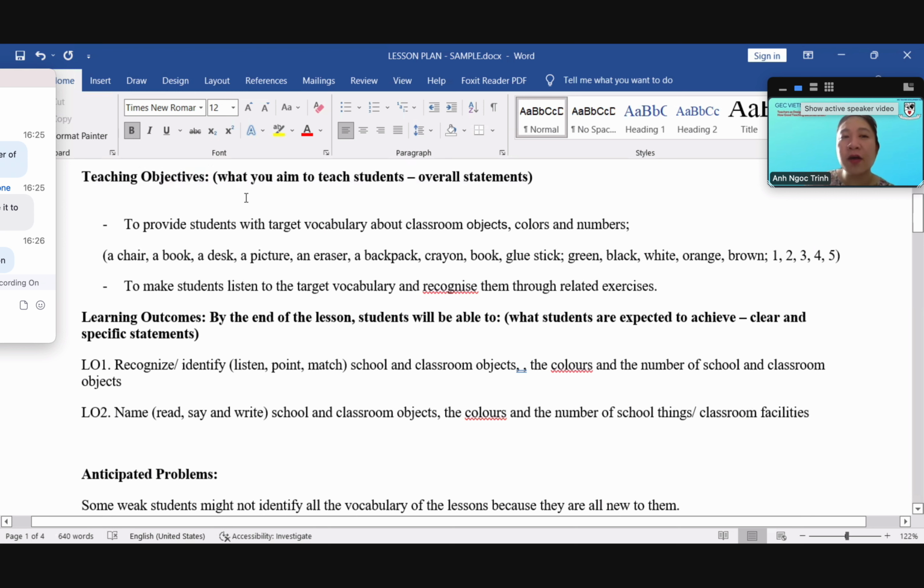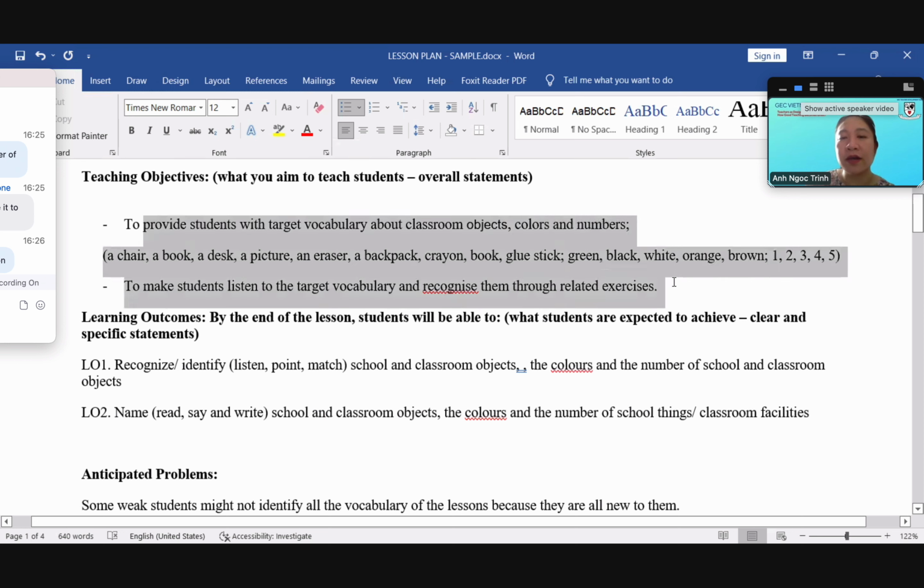The objectives are what you aim to teach students, and normally from the perspective of teachers. You come from your belief, your wish, or maybe you get some references from the textbook, you get some inspiration and you want to teach something to your students, and then you come up with the objectives, the purposes in your mind, or maybe the goals. But normally they come from the perspective of teachers.